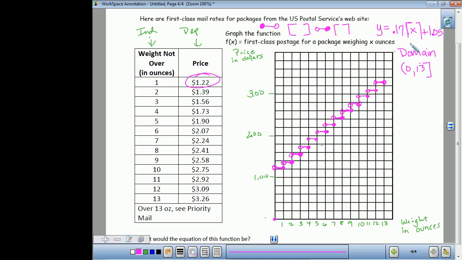So let's see if this works. We go to the post office, we give them a letter. It weighs 1.8 ounces. Well, if I plug in 1.8, that rounds up to 2. And 2 times 17 is 34. And 34 cents plus $1.05 is... Oh wow. Okay? It works. That's wicked.